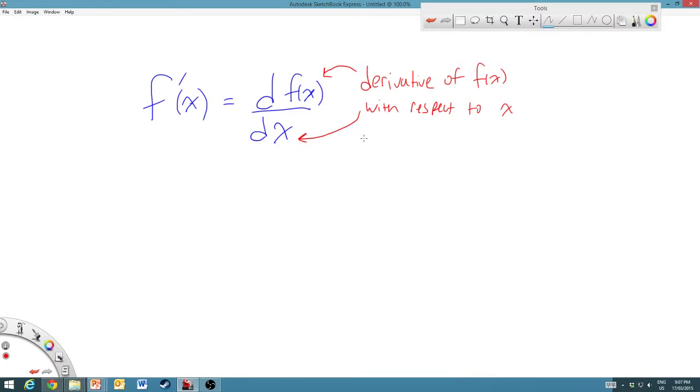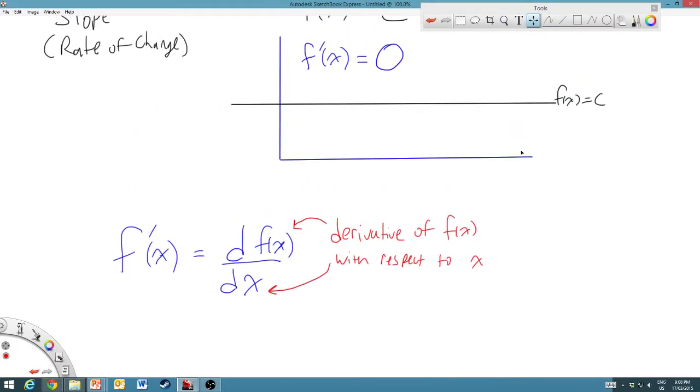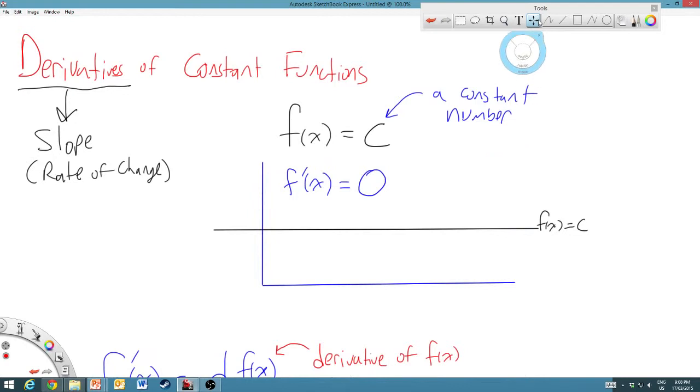All right. So going back to here, the derivative of a constant function is just this. That is the derivative of a constant function. The derivative of a constant is always 0.